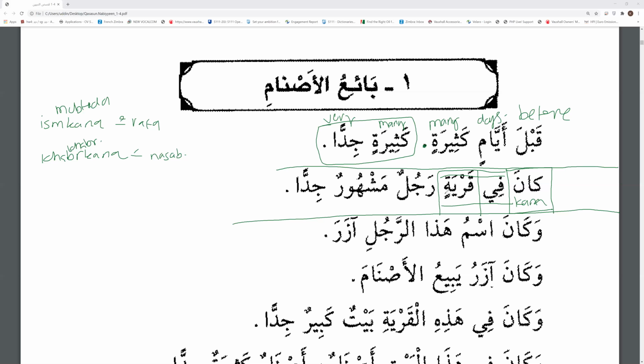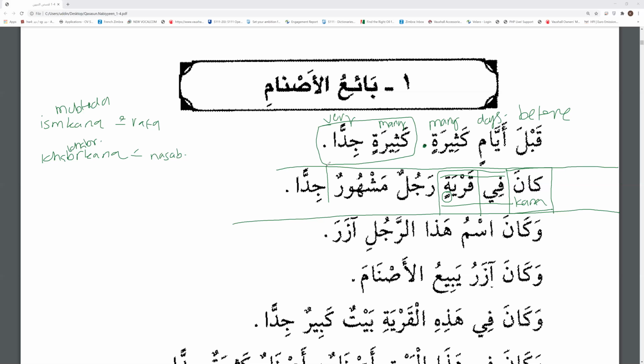Why is this the majroor? What's telling you that it's a majroor? Double kasra. Yes, that's it, boys. So you've got your kana, and then after your kana, you've got harf jar and a majroor. All right, let's move on.